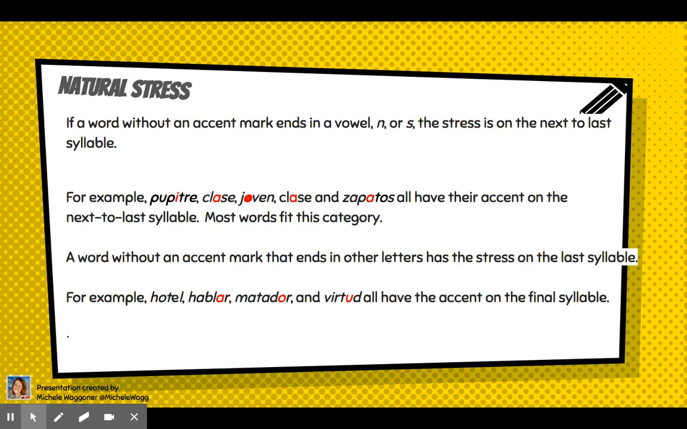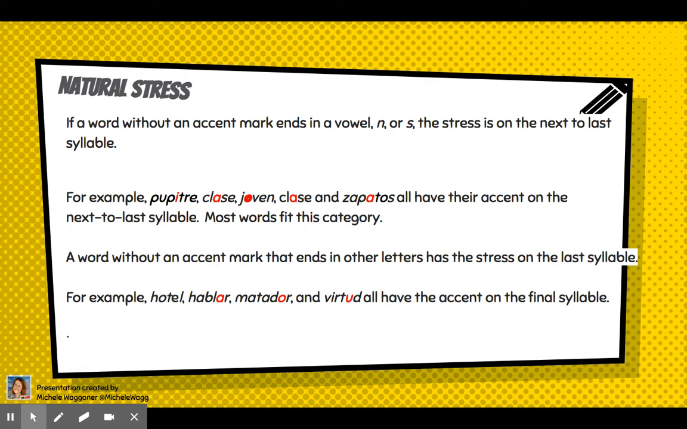So we have it here. The last syllable of pupitre will be P, right? So that's where you're going to put the natural stress. Pupitre, okay? Then the next word ends in a vowel, so you go ahead and put the stress in the next to the last syllable. In this case it will be cla. So, clase. Okay?